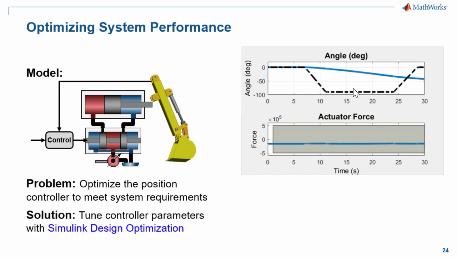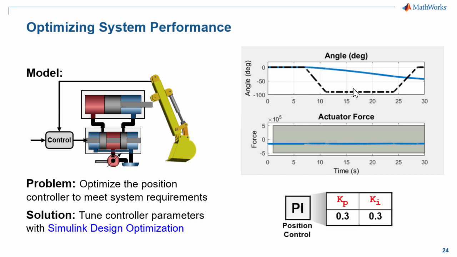We need to optimize our design so that it meets each of these requirements. To do this, we will use Simulink design optimization. We will apply optimization algorithms to parameters in our control system. The optimization routines will ensure that the final design meets the requirements that we have. I will now switch over to the model so you can see how this is done.